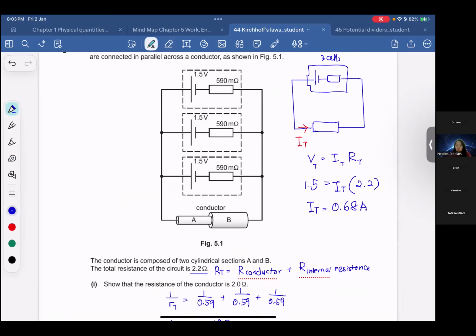This is not the only method to solve the problem and get 0.68. We still can have other methods to solve and get the same answer. Okay.